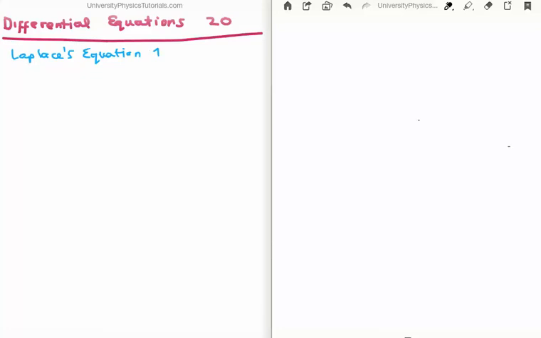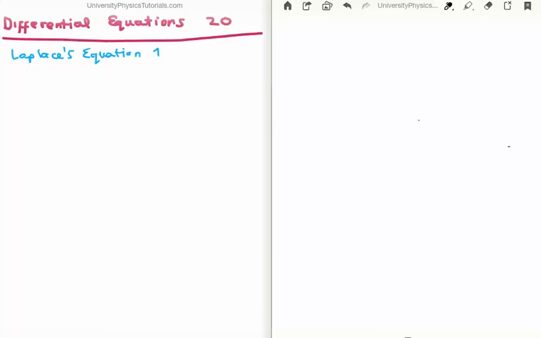Okay, in this video, I'm going to continue on with my tutorials on differential equations. This is video number 20, and it's the first video in the subset on Laplace's equation. Specifically, I'm going to introduce Laplace's equation and discuss one of its more important properties.